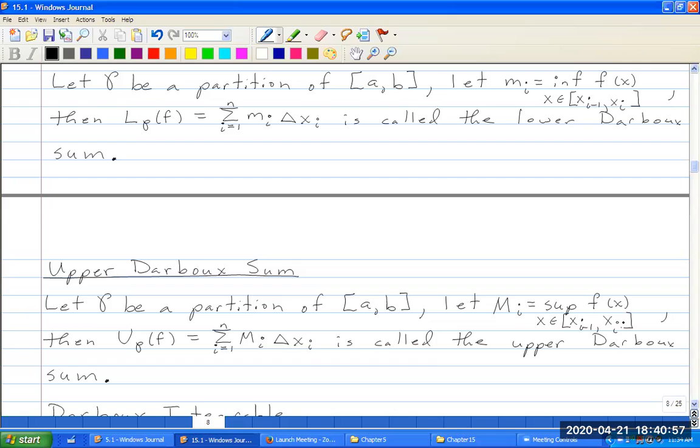Okay, let P be a partition of the closed interval AB. Let capital M sub i equal the sup of f of x for x between x sub i minus 1 and x sub i. So M sub i is the largest value of f in the ith subinterval. Then U sub P f is equal to the sum, i equals 1 to n, of M sub i.